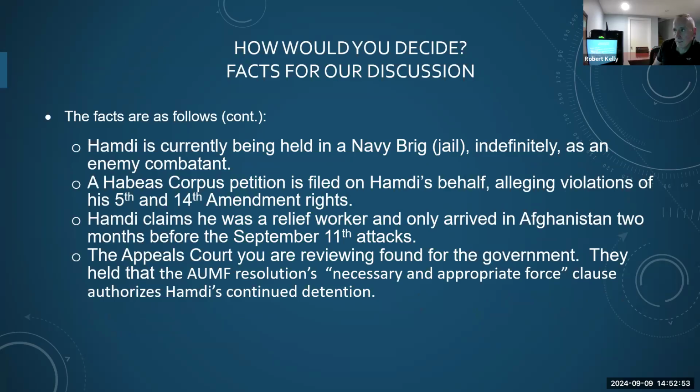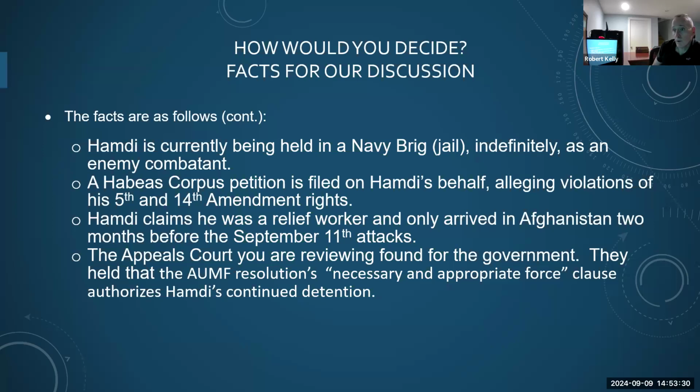Mr. Hamdi is currently being held in a Navy brig, and that holding is indefinite because they're classifying him as an enemy combatant, not as a prisoner of war, because you do not have a signatory to a convention here that would give prisoner of war protection. So a habeas corpus, you remember that, right? A habeas corpus petition was filed on his behalf, alleging violations of both his 5th and 14th Amendment rights.